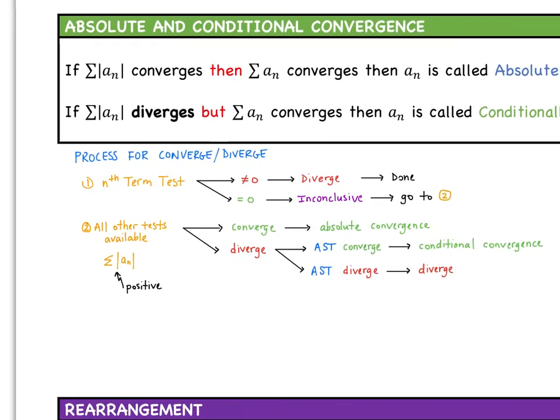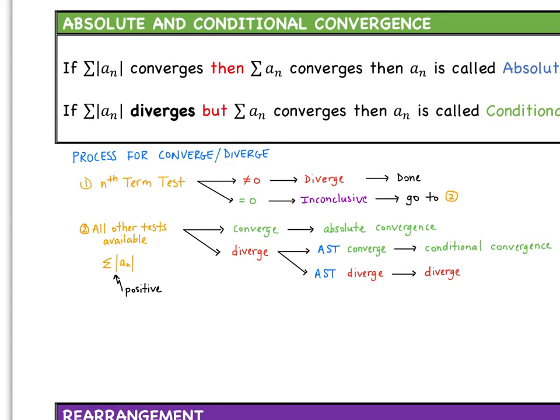Now I want to zoom in a little bit on the process, the steps that we're going to follow to prove whether something converges or diverges, and then if it's an alternating series, whether it conditionally or absolutely converges. So step number 1, the process for converging or diverging, we always start with the nth term test, unless you can see that it's a geometric or p-series. With the nth term test, there are 2 choices. It either doesn't equal 0, and if that's the case, we diverge and we're done. If it equals 0, we're inconclusive. So then we have to go to step 2.